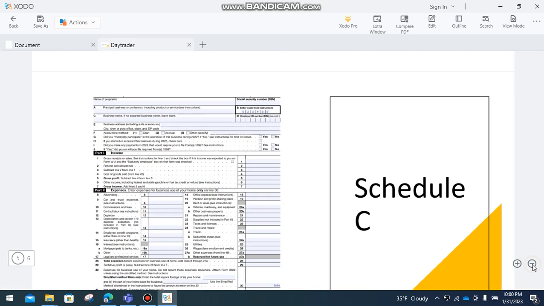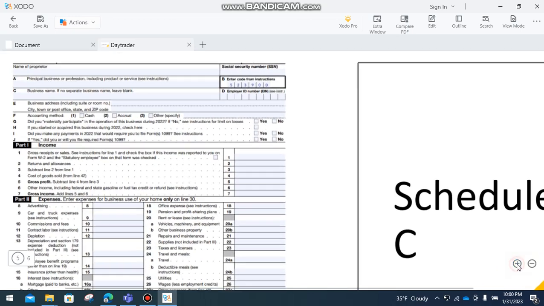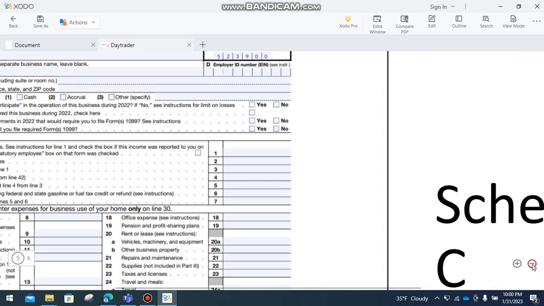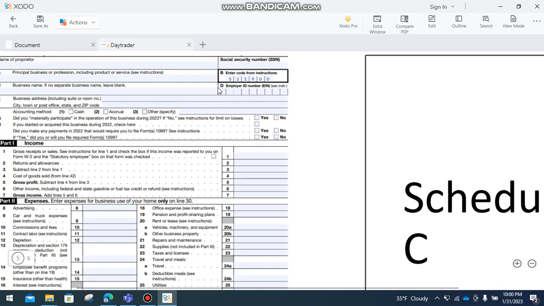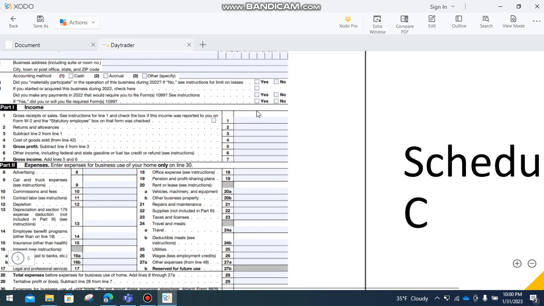Now, because you're a day trader, you will have to put the business code. I'm going to enlarge this a little bit so you can see it. This is the business code that you would use when you do the Schedule C, so the IRS would know that you are a day trader, so they won't send you that nasty letter that they like to send. And when you come to the income, you'll leave that blank because you already reported income on the 4797 that's going to the 1040. So you'll leave this blank.